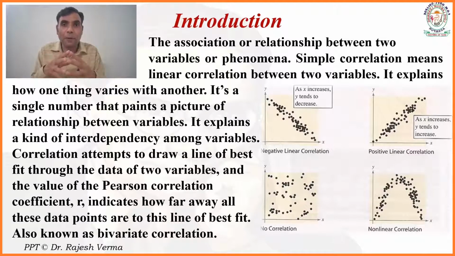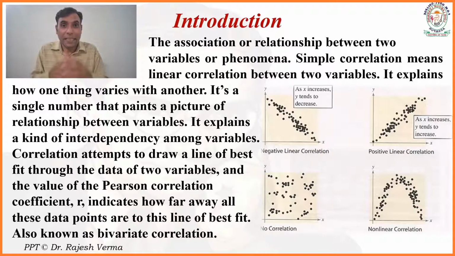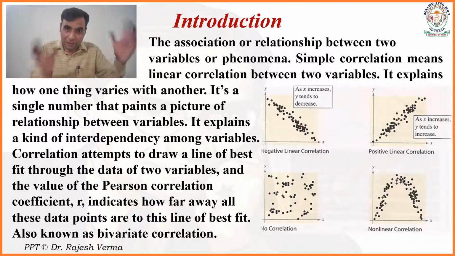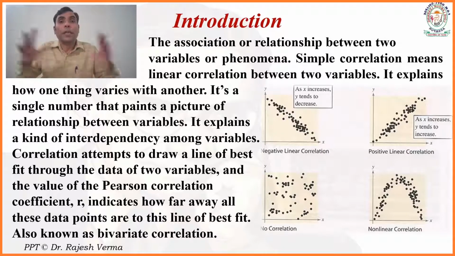If you take the literal meaning of correlation, it's a kind of dependence of both variables on each other. So that is the interdependency. The change in one variable leads to the change in the other variable. That is the interdependency. Correlation attempts to draw a line of best fit that passes through the two variables.